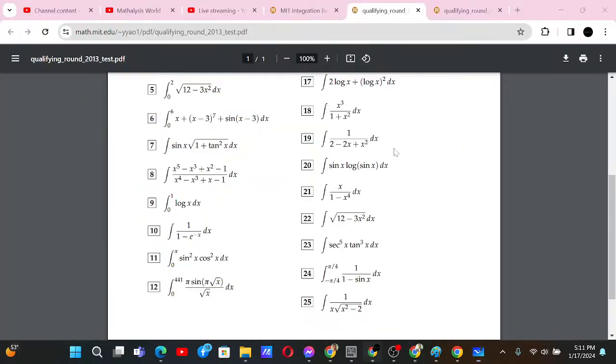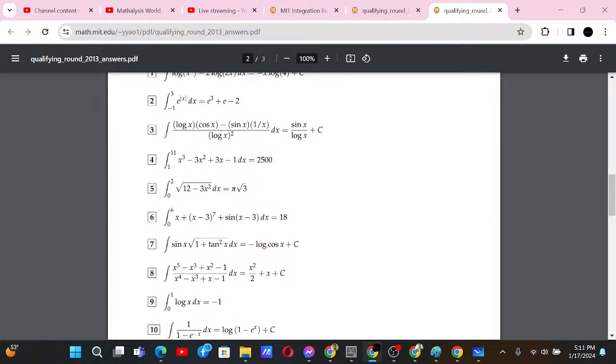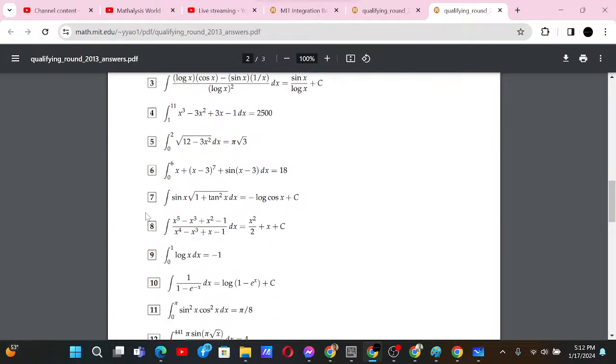Let's check the answer. Ln of sec x. Yeah, it's ln of sec x actually. Because if you take minus 1 to the power of cos x, that will be cos x to the power minus 1, which is 1 by cos x, sec x. That's the answer. Let's go to this problem.